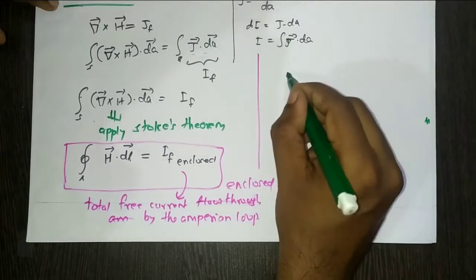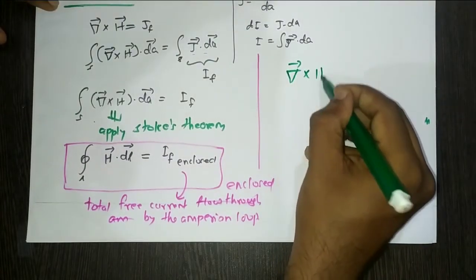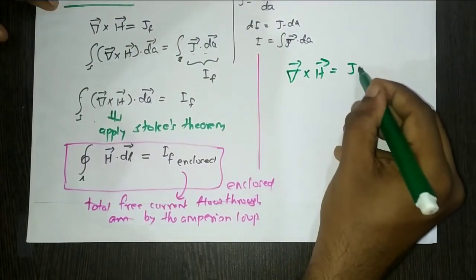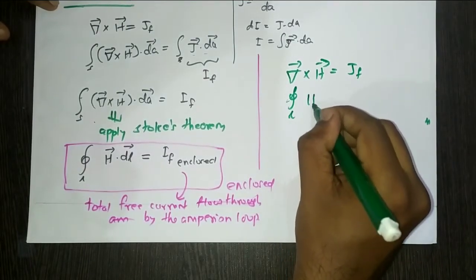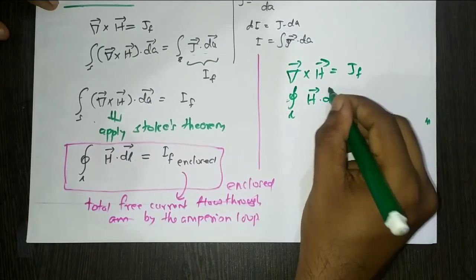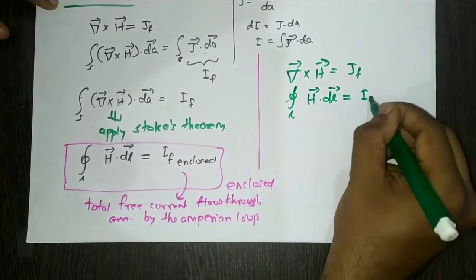The conclusion is the differential form of Ampere's law is del cross H is equal to JF. The integral form of Ampere's law is the line integral of H dot dl is equal to IF.